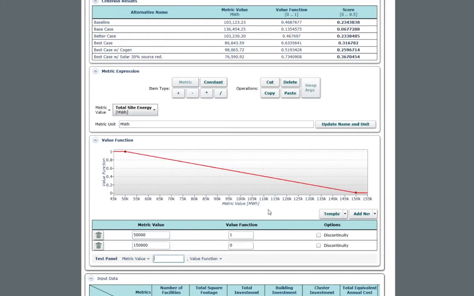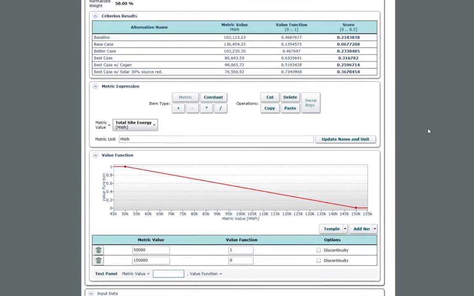And then what we see is, if we're at 50,000 megawatt hours, that gives us a good score. So just think about a teacher scoring your test here. And then you get a bad score if you get 150,000 or more, so something even worse than our base case, right? So our base case is supposedly building business as usual, and if we build worse than business as usual, that's really bad. So we're giving that a very low score, right?